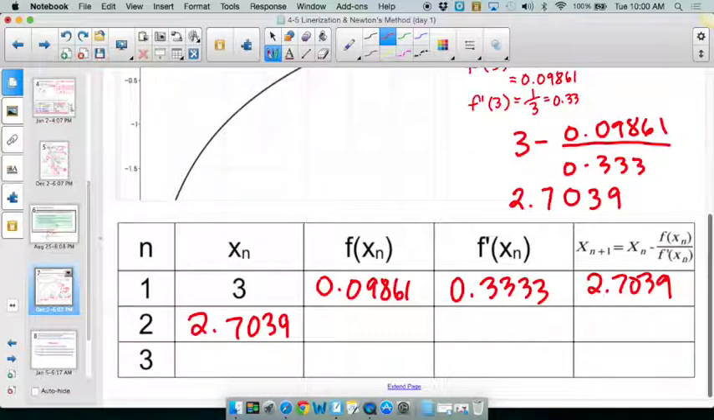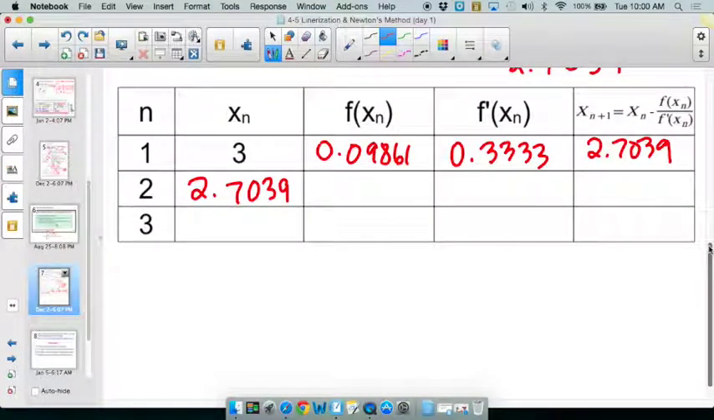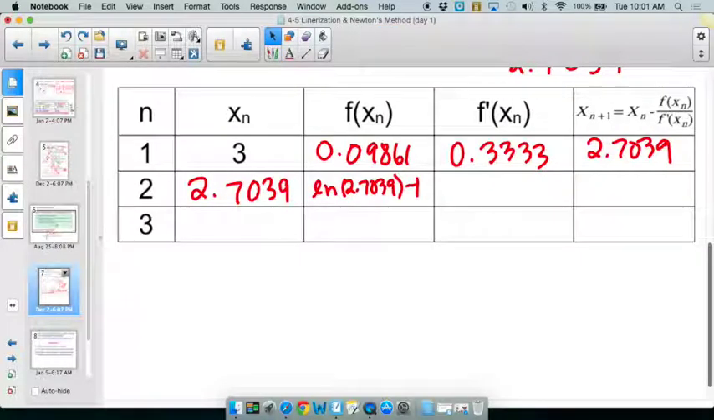So our calculated answer becomes our new guess. So it got us a little bit closer. You know, we were at 3. Now we're at 2.7. We actually overshot our guess. So we're going to go through this iterative process again. So now our function is the natural log of 2.7039 minus 1. And how much is that?